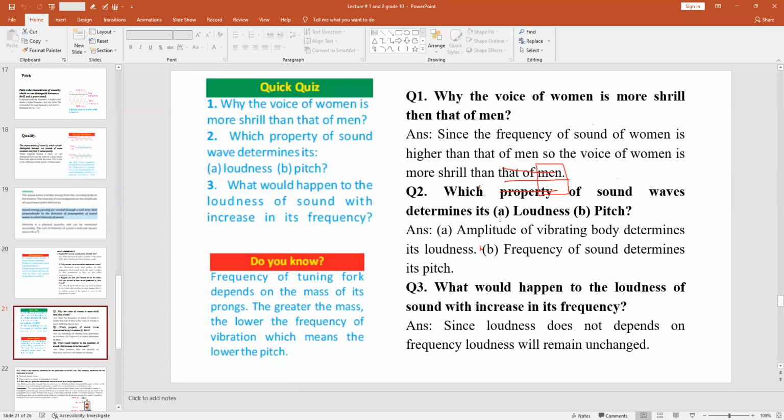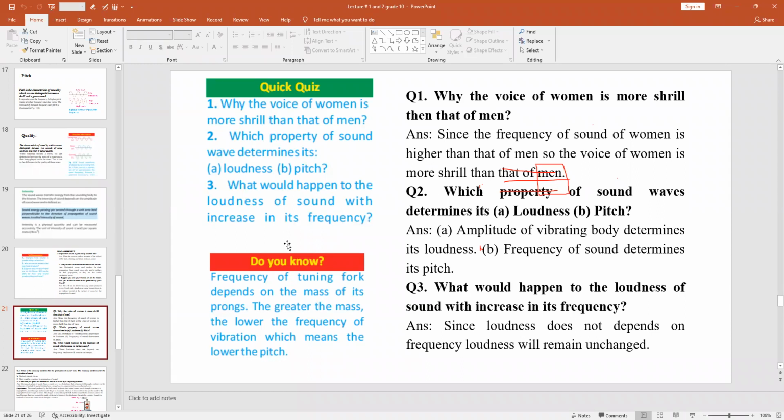The second question is, which property of sound waves determines its loudness and pitch? Loudness is determined by the amplitude of the vibrating body, and the frequency of sound determines its pitch.